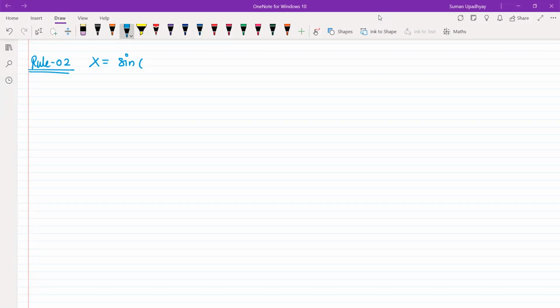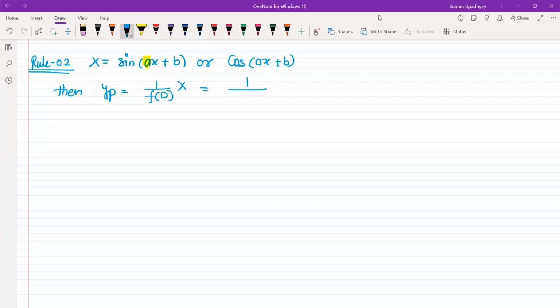So when your capital X is a trigonometric function, that is sin(ax+b) or cos(ax+b), then you are going to apply rule number 2. You have to make note of the coefficient of x in the trigonometric function. When capital X is trigonometric, what is the formula of the particular integral? It is 1 upon f of D times capital X.